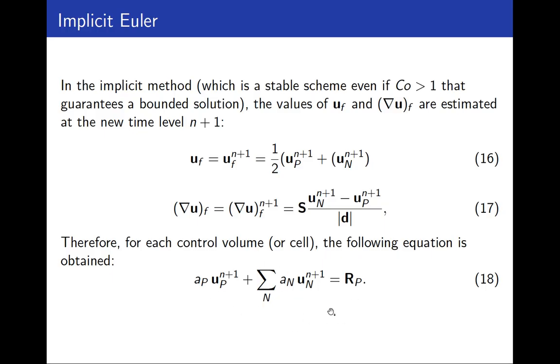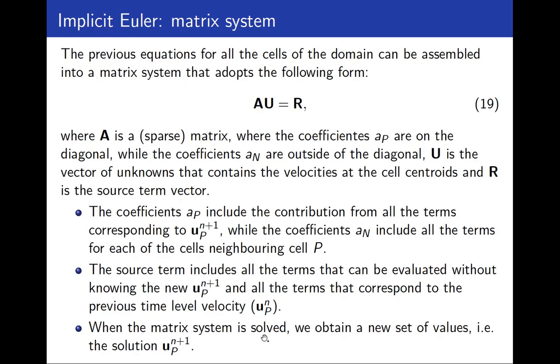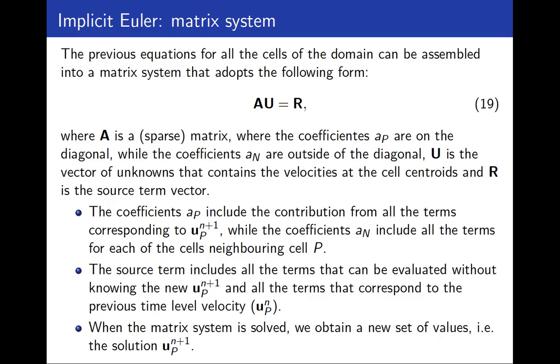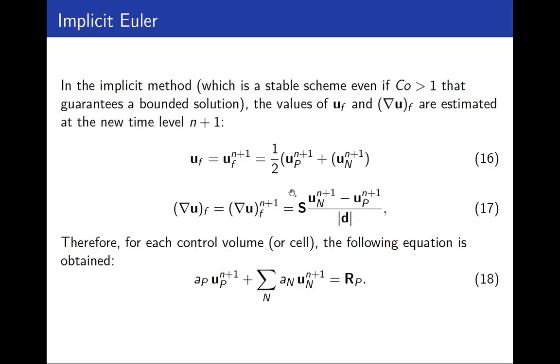I will explain the meaning of these terms. But what I wanted to say is that all the equations that you obtain for each of the cells of your domain can be assembled into a matrix system that will adopt the following form. So we have equation 19, which is a matrix system where A is a matrix of coefficients. A is also a sparse matrix, which means that the majority of the elements of the matrix are going to be 0.